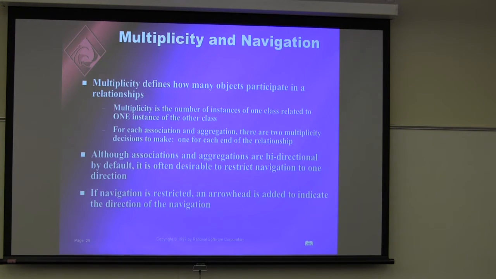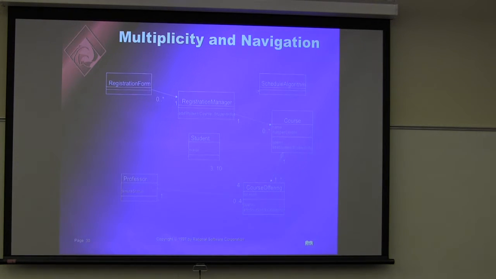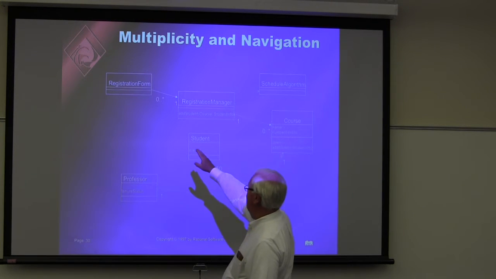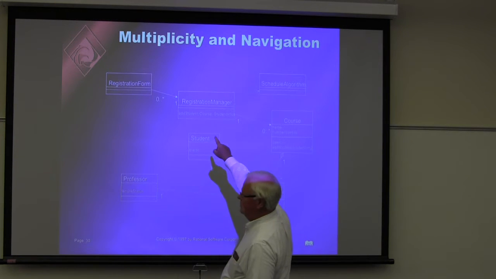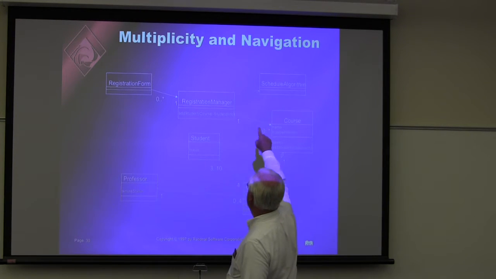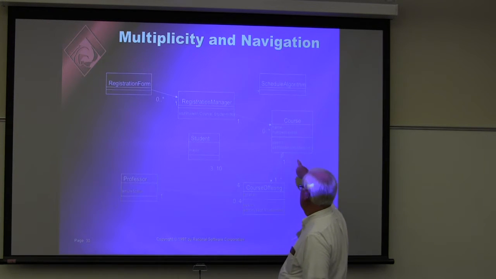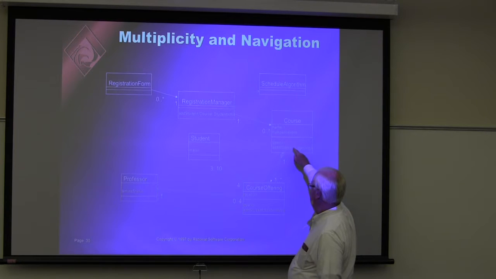So now, this looks a little bit more like what we're talking about. Registration form goes to the registration manager. You can see it's pretty much one directional. Scheduling algorithm is fed. Then we go down here to courses. From the course, we go to course offerings.